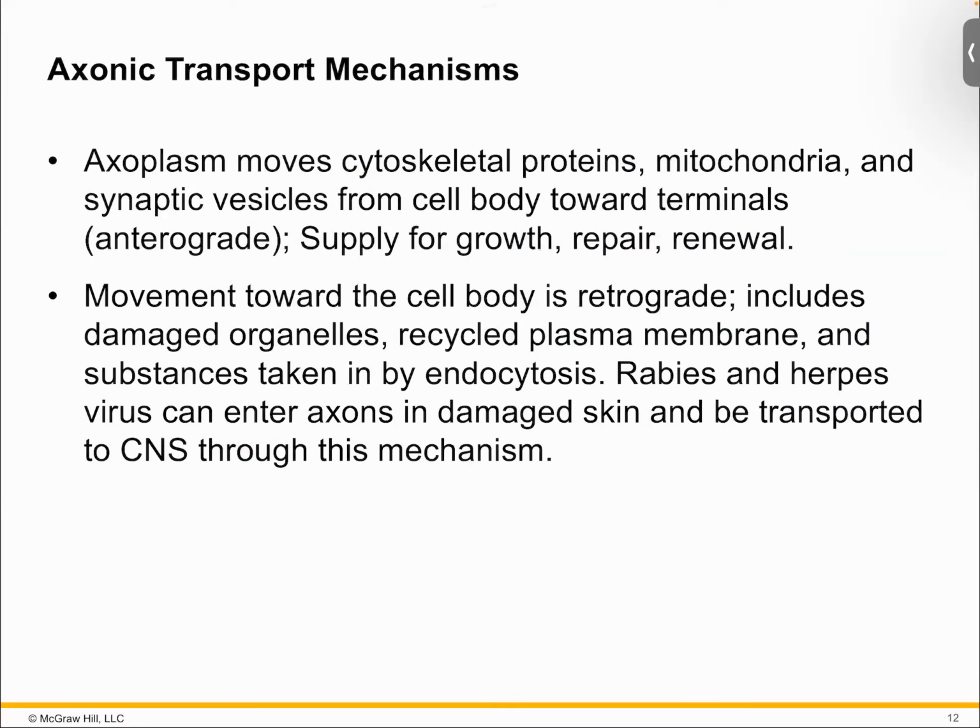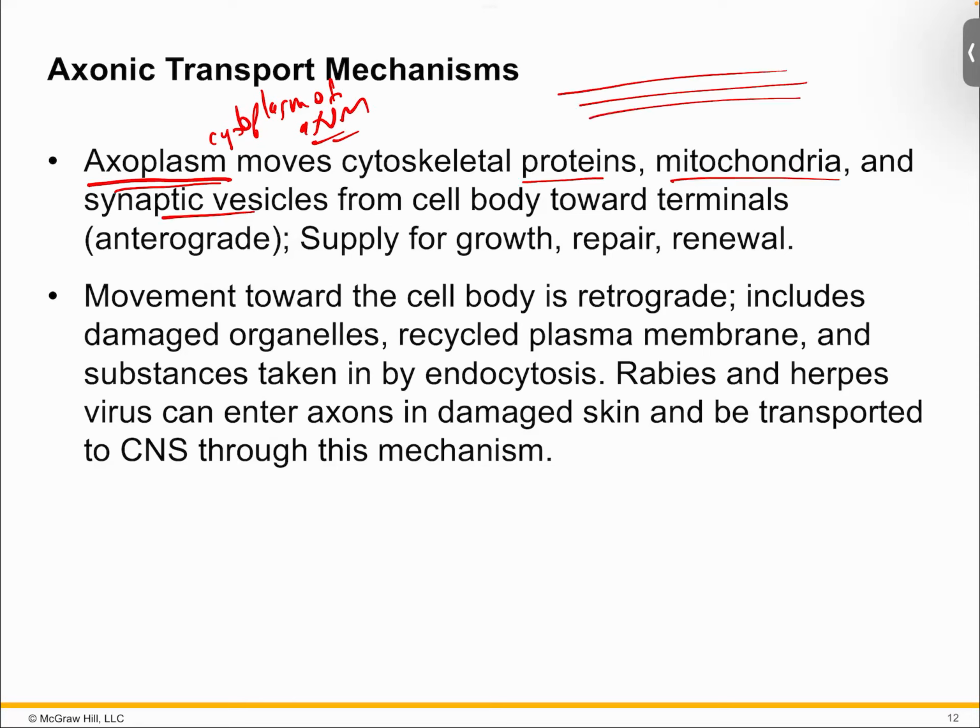So when you take a look at a neuron, it's a normal cell, right? You have axoplasm, which is the cytoplasm of the axon. In it, you have cytoskeletal proteins, mitochondria, and synaptic vesicles. These are long microtubule filaments, and you have motor proteins moving your vesicles down these microtubule tracts toward the axon terminus.